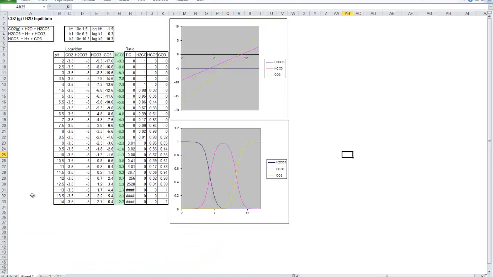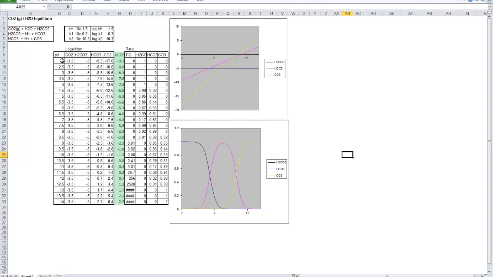So start with the law of mass action. We've got the equations, got this column which is the CO2 concentration. That's the atmospheric CO2 concentration which you're given, which is 10 to the minus 3.5. This table is all filled in with logarithms. So the concentration is 10 to the minus 3.5, so the logarithm of that is minus 3.5, the base 10 logarithm. And that atmospheric concentration of CO2 is constant regardless of the pH.